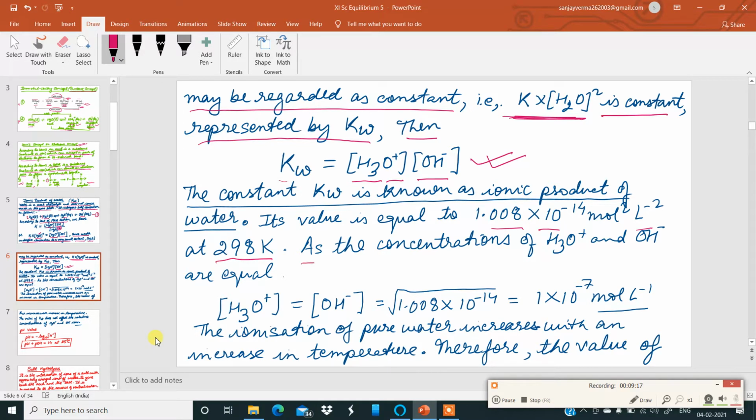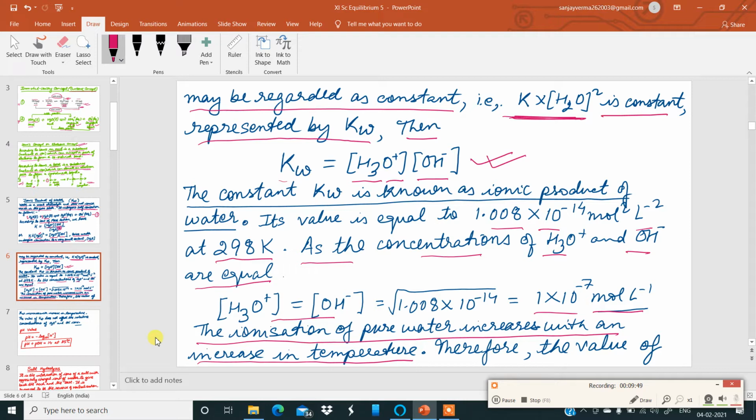Now, as the concentrations of hydronium ion and hydroxyl ion are equal, the water is neutral. So this can be equal to root under 1.008 into 10 power minus 14, which comes to 1 into 10 power minus 7 moles per liter. Moreover, the ionization of pure water increases with an increase in temperature. Very important point. So keep in mind, the ionization of pure water is affected by temperature.